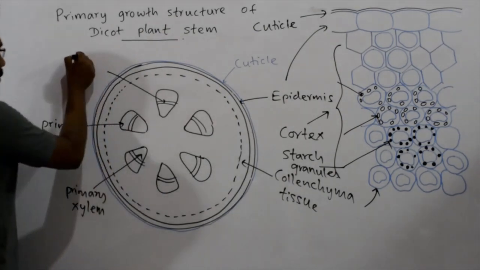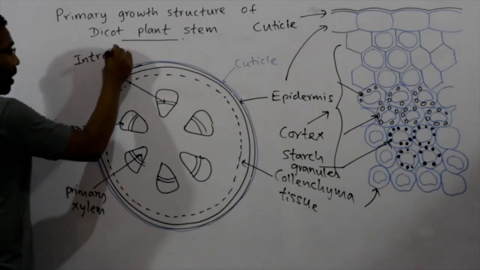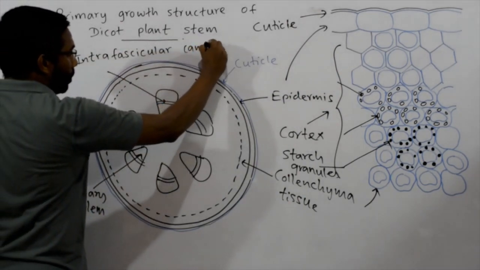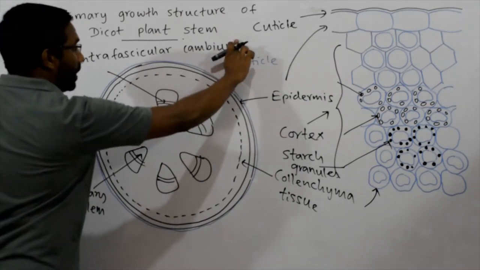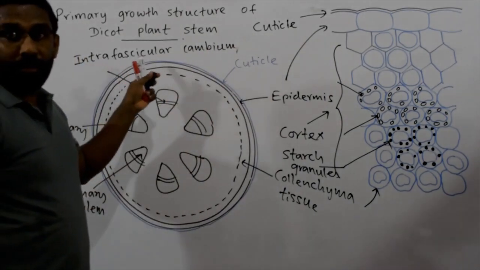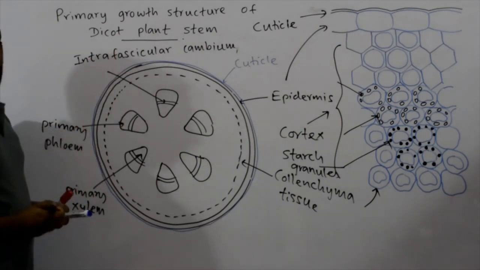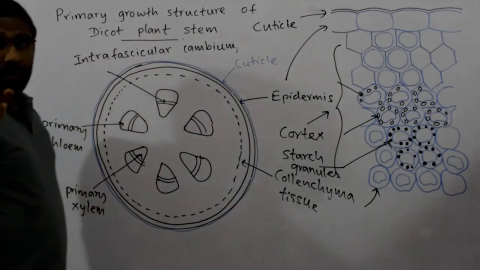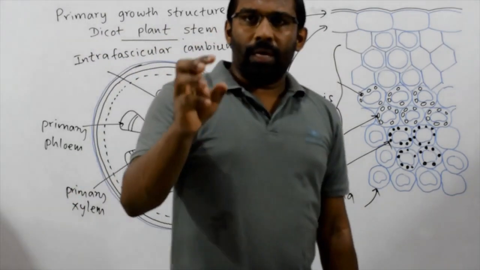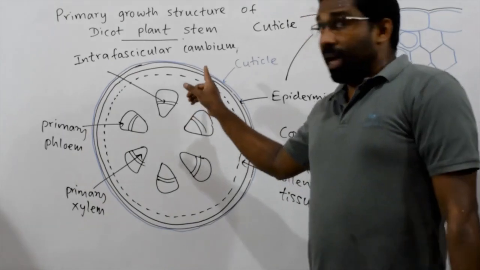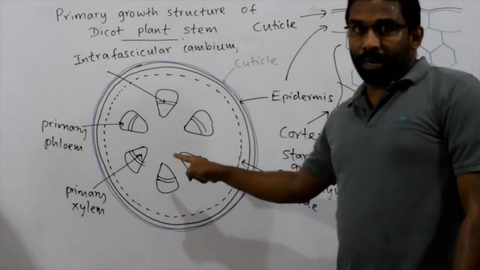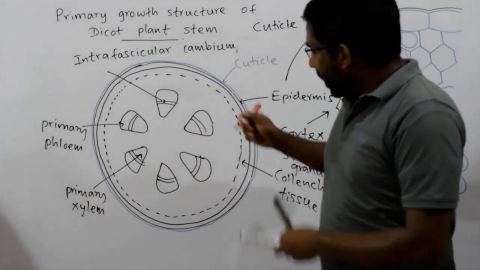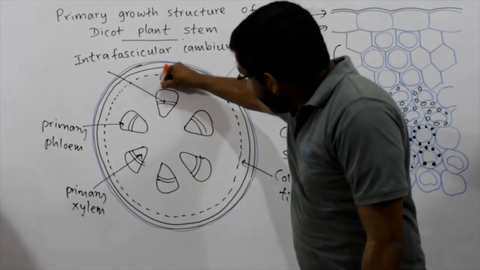This parenchyma tissue layer between the primary xylem and primary phloem is known as intrafascicular cambium. Intra means within: the cambium found within the vascular bundle. We will discuss these vascular bundles again later. Until then, remember that in the primary growth structure of a dicot stem, there are several vascular bundles arranged as a ring.